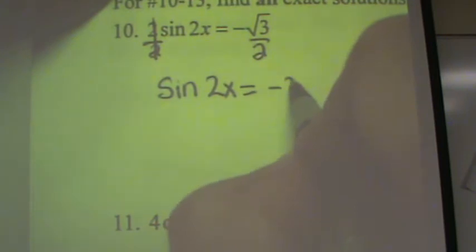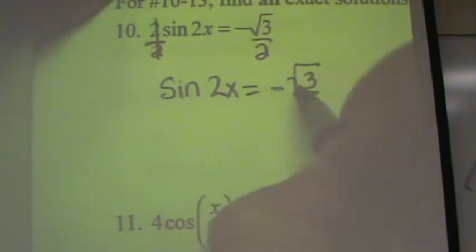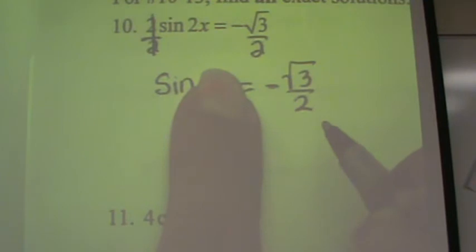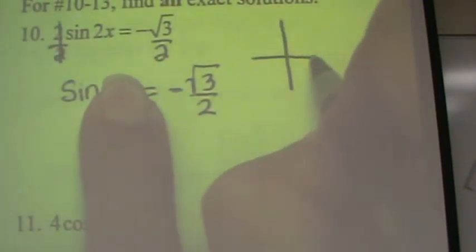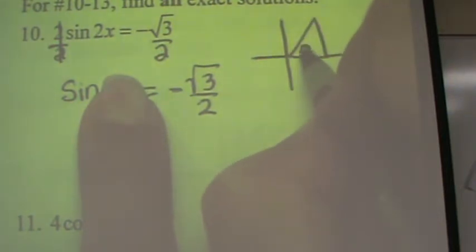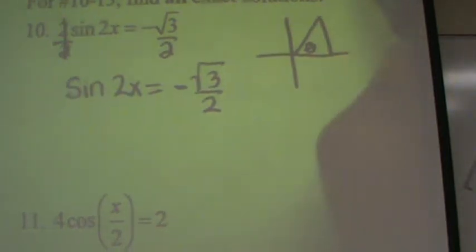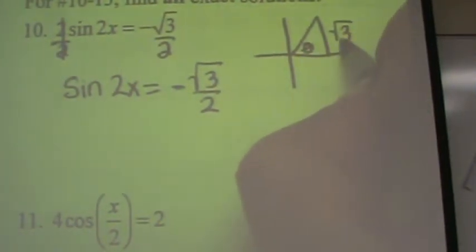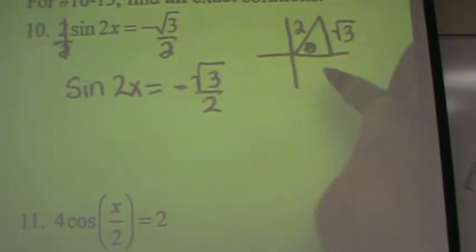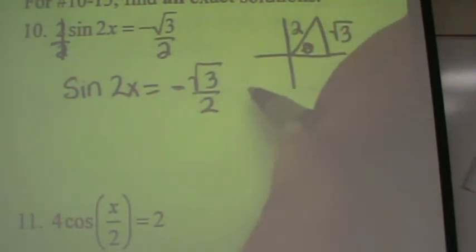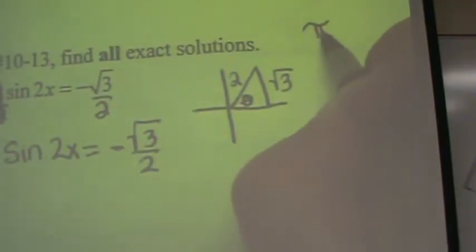What do you do with this 2 right here? Divide by 2. So you have sine 2x equals -√3/2. Okay, now, ignore this 2, this 2x. Draw a triangle always in quadrant 1. Always, that's your reference angle that's going to help you figure out what the other angles are. So what angle is this? If it were positive, if it were in quadrant 1, what angle is this? It's 60 degrees, pi over 3, right?